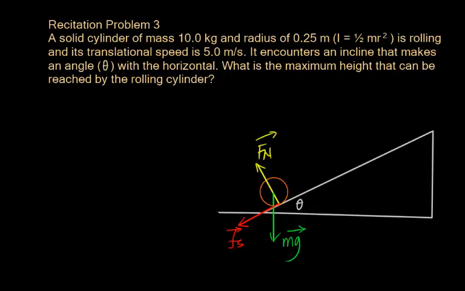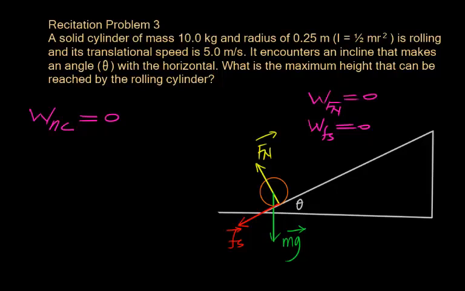The normal force is a non-conservative force, and it does zero work because it is always perpendicular to the surface of contact, therefore perpendicular to the displacement of the cylinder. Writing down on the side, the work done by the normal force is equal to 0. The static friction force always does zero work, as stated in the lecture video. Therefore, the work done by the non-conservative forces, which are the normal force and the friction force, is equal to 0.